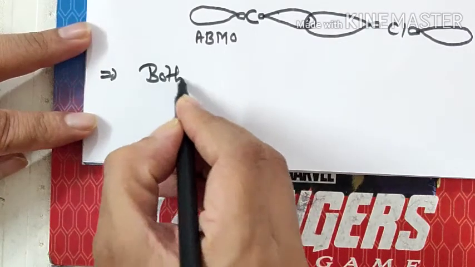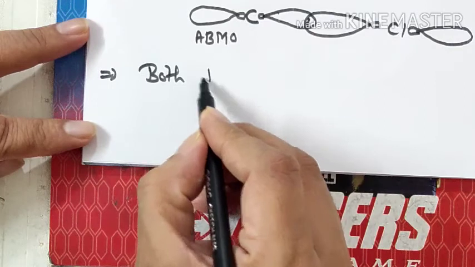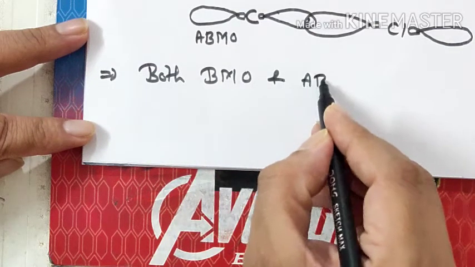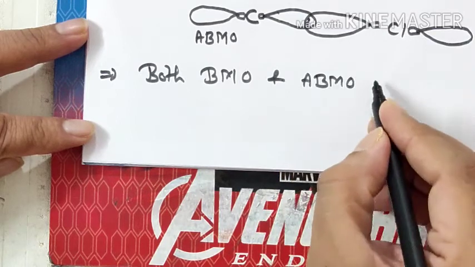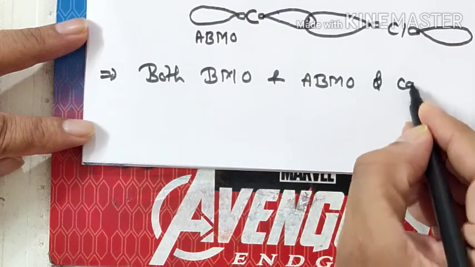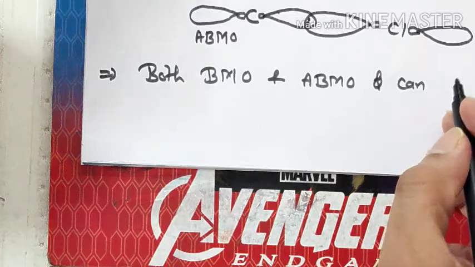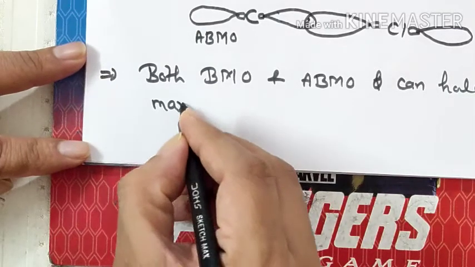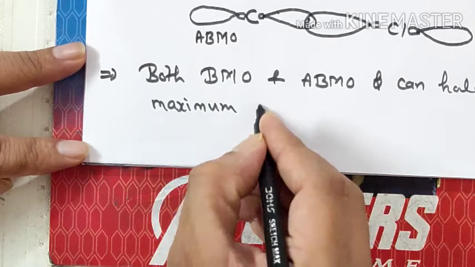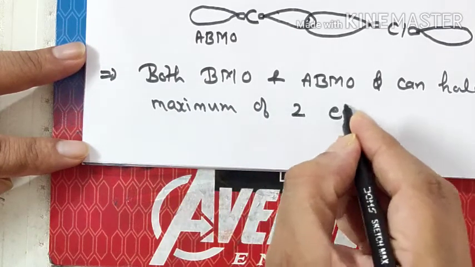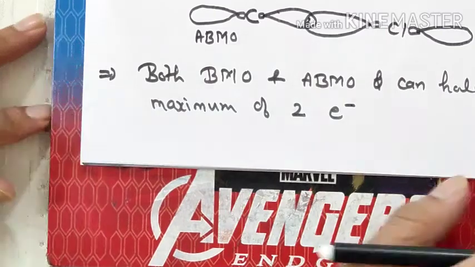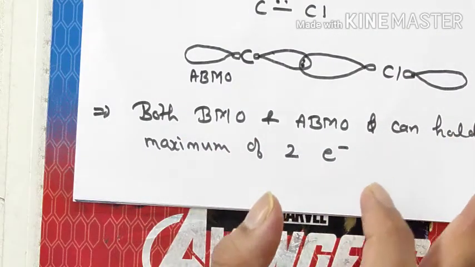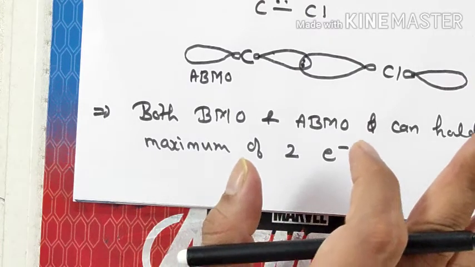And one more point, students. Both bonding molecular orbitals and anti-bonding orbitals can hold a maximum of 2 electrons. Both bonding and anti-bonding orbitals can hold a maximum of 2 electrons. Let's understand.